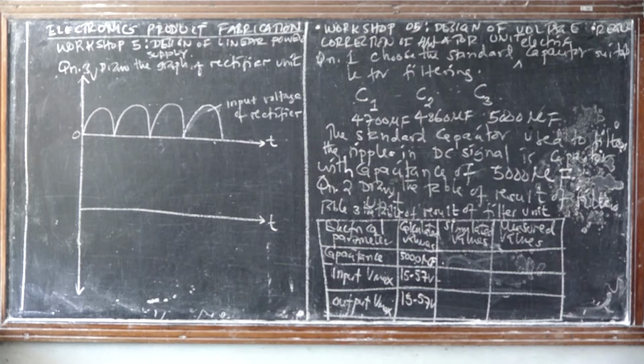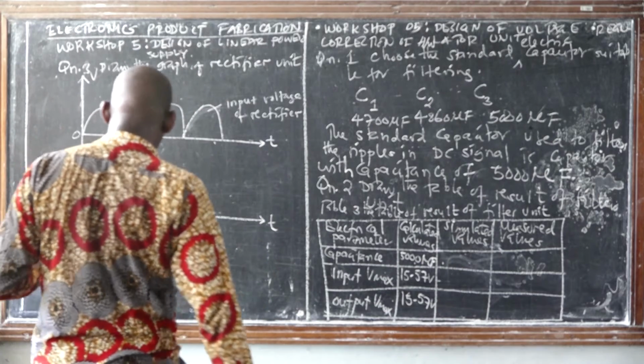So the question is that this voltage is the one which will enter the filter unit. And we have said that the voltage will remain the same if the input is the same. Absolutely understood. I will explain later.